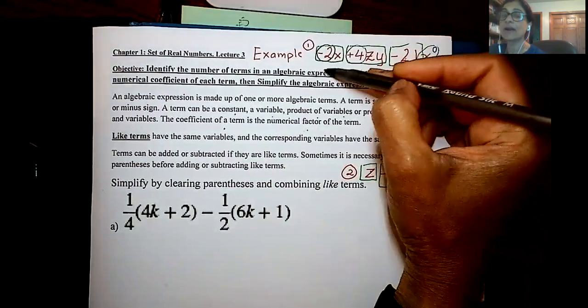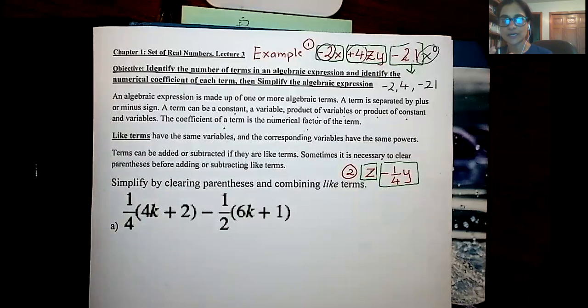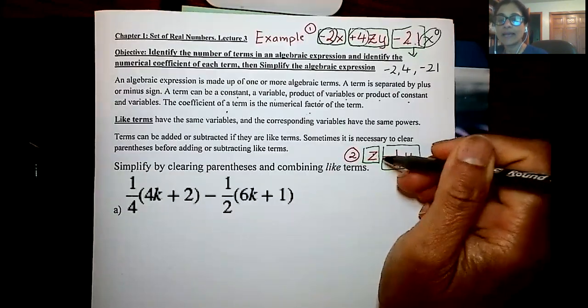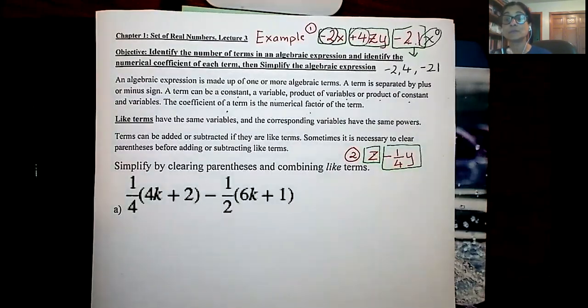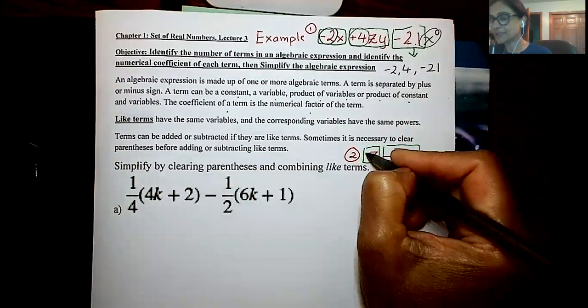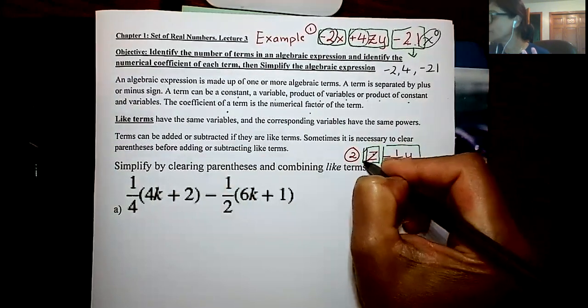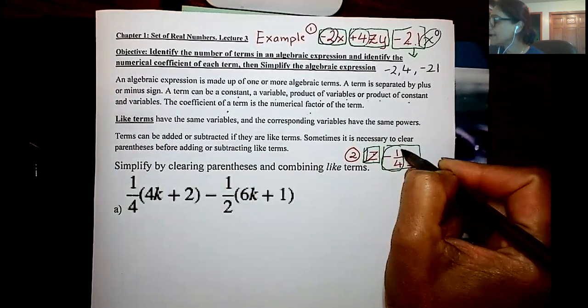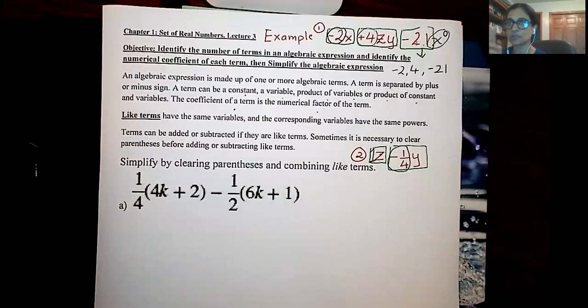Key thing to remember is that every term has a coefficient, and the coefficient is the numerical factor. The sign in front of the term goes with the numerical factor. Okay, so if I'm looking at the second example, the z is by itself. Does that mean it doesn't have a coefficient? Not true. It does have a coefficient, and the coefficient is 1. The coefficient of the second term is -1/4.